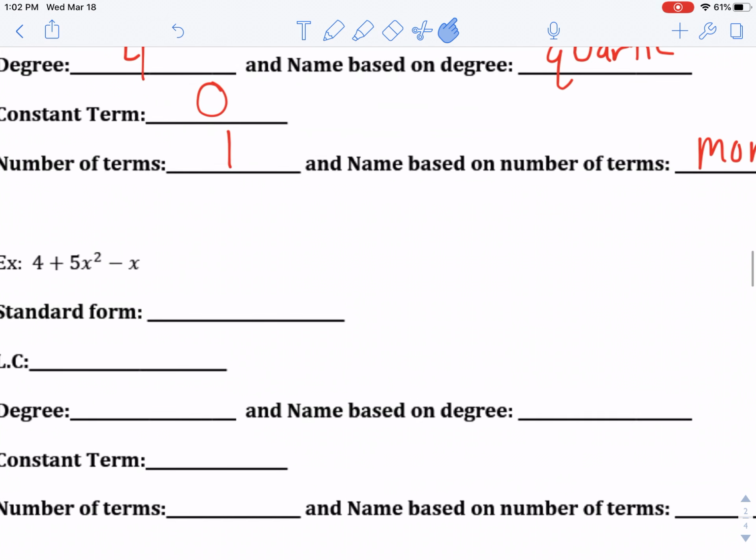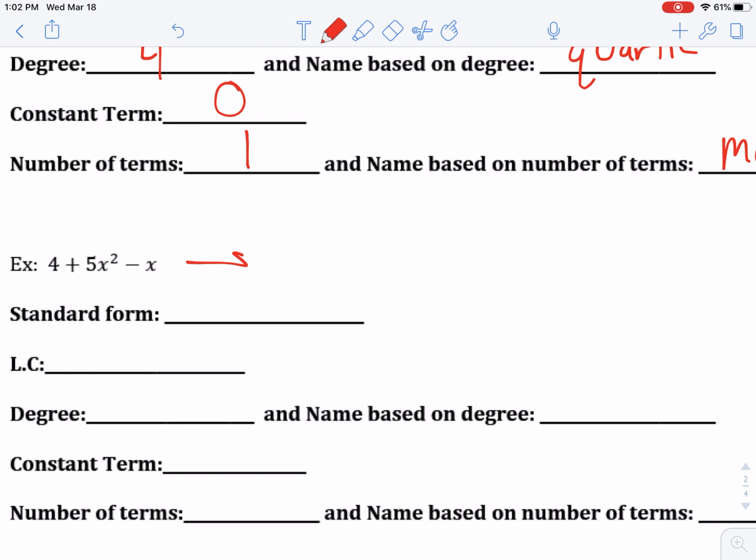We'll do this one together too. Standard form: 5x squared minus x plus 4. That's now in standard form. Leading coefficient is the first number you see, which is 5. Degree is the highest exponent, which is 2. A second degree polynomial is called a quadratic.